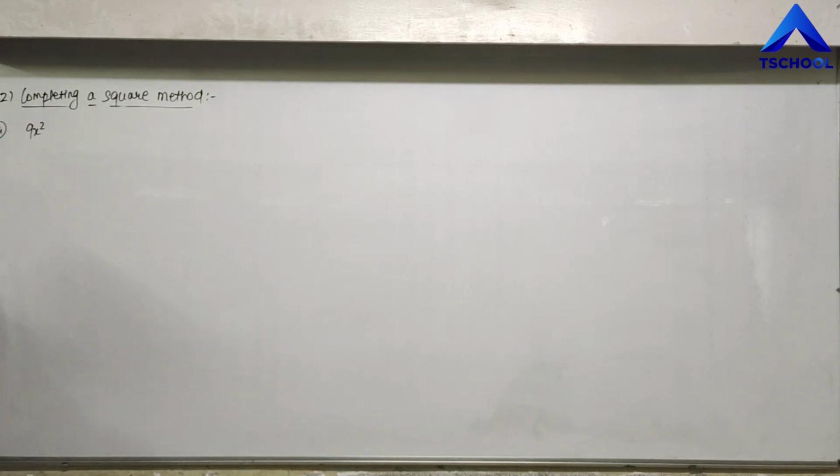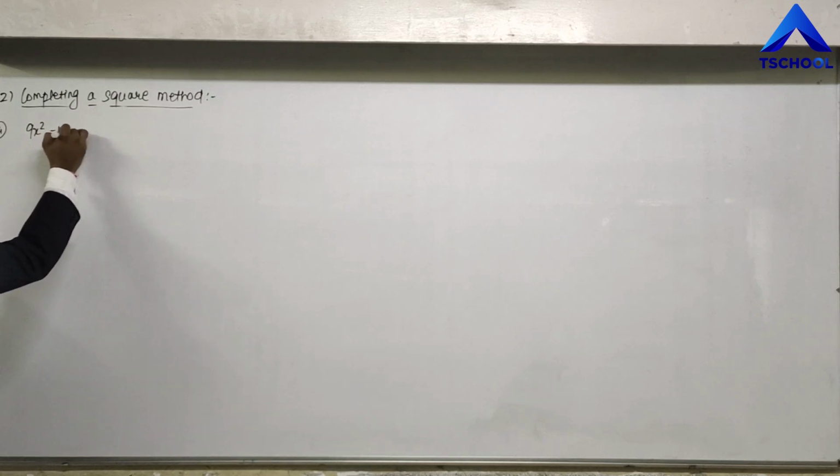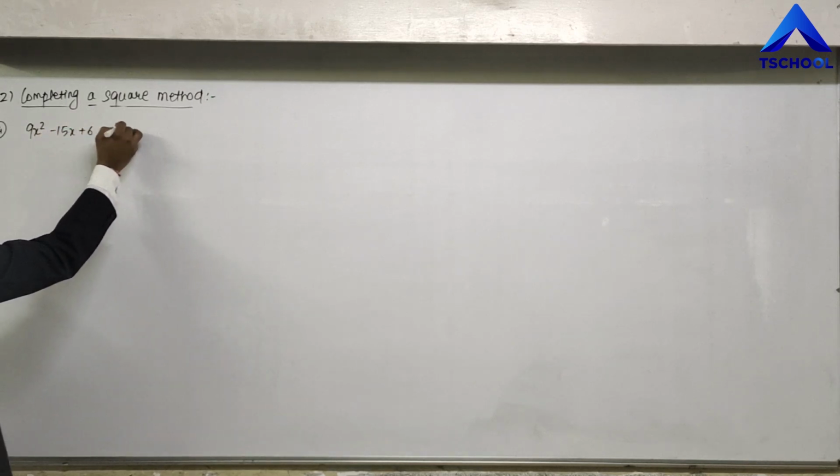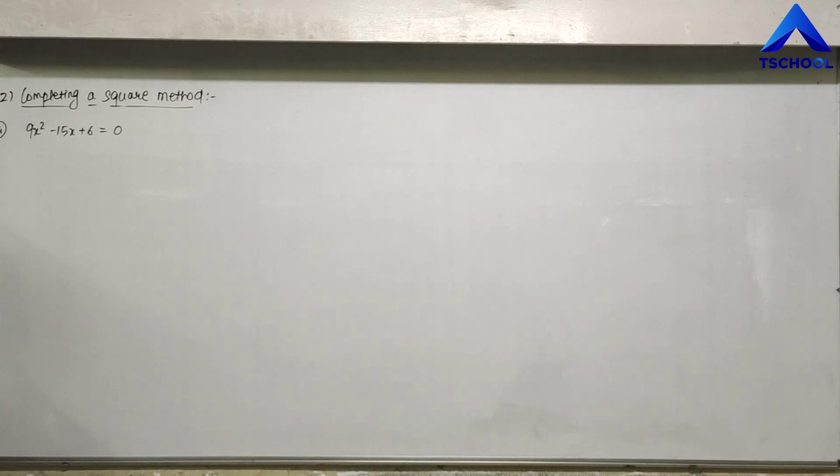That is 9x square minus 15x plus 6 is equal to 0, right? Again I am having an equation here, that is 9x square minus 15x plus 6 equal to 0. Now the first step, looking for the perfect square, whether the first term is a perfect square or not. Yes, here the first term is already a perfect square because 9 is a perfect square, that means the square root of 9 is 3, so that is a perfect square.